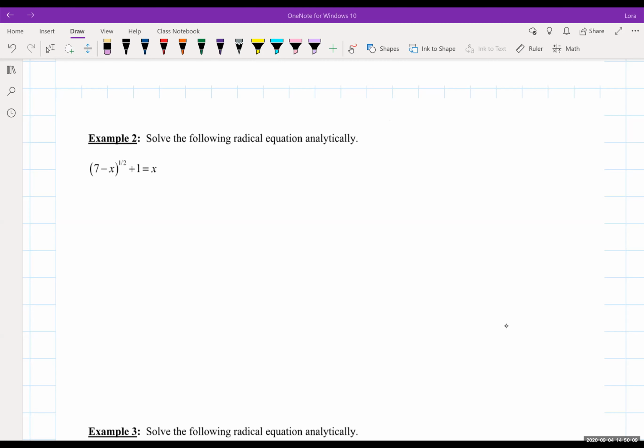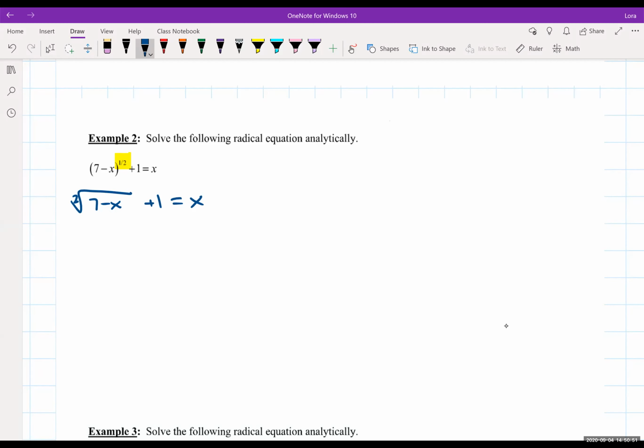So taking a look at 7 minus x to the power of 1/2, plus 1 equals x, I know it doesn't look like a radical equation, but when you have a rational exponent, another way to write it would be to look at the index as 2, and the radicand would be 7 minus x taken to the first power. Now we can ignore something taken to the first power, it's itself, so I can erase those parentheses. So I'll have this plus 1 equals x as well.